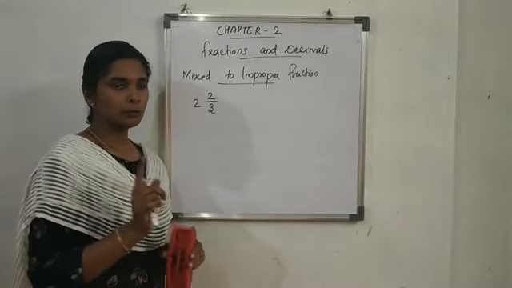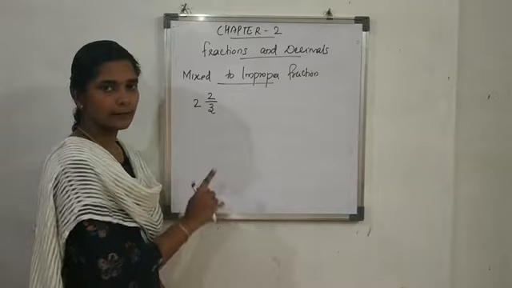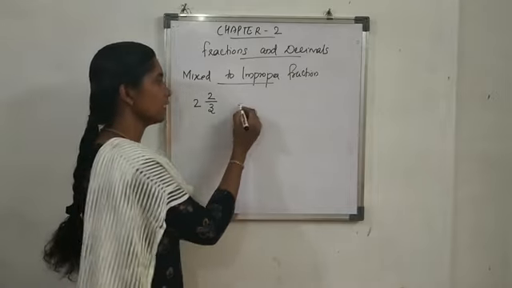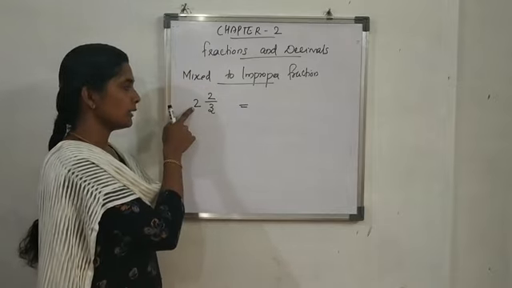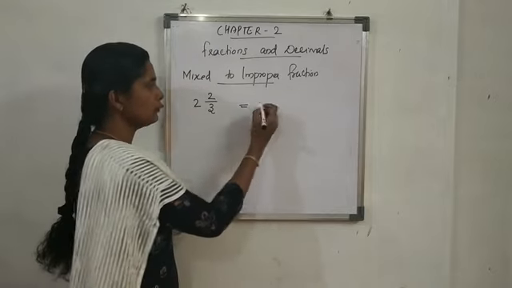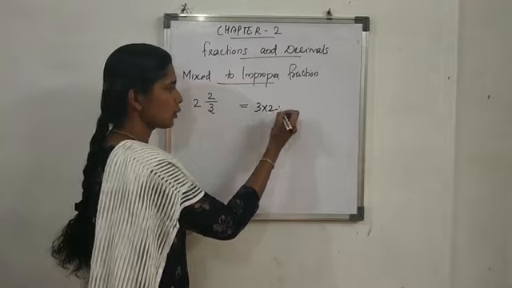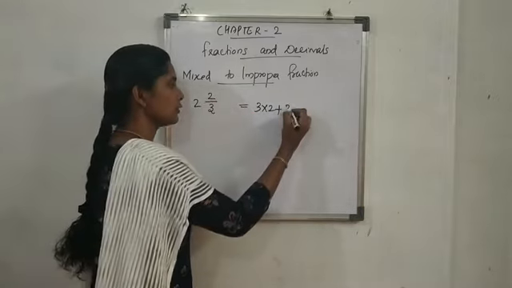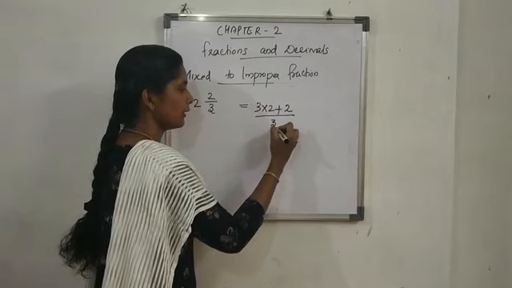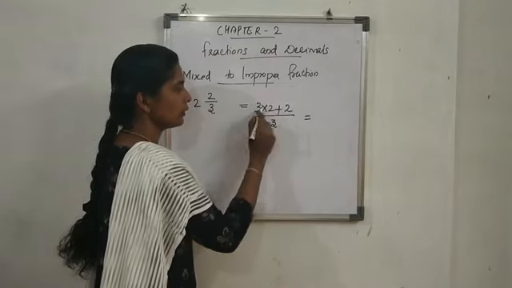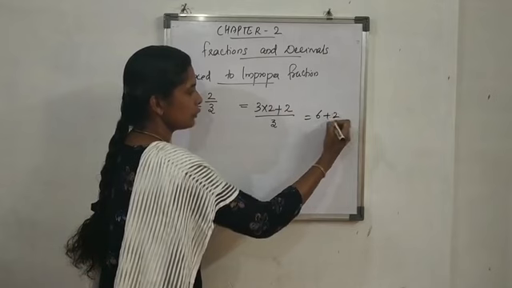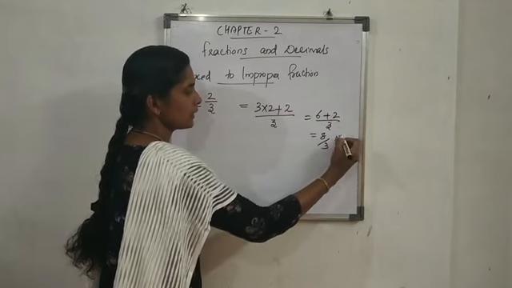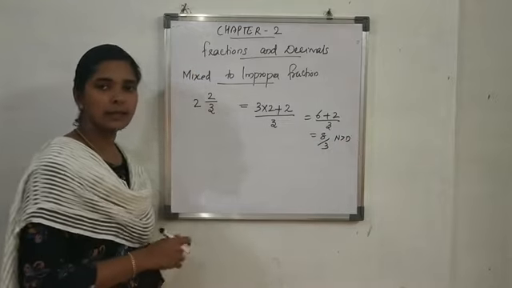Now I will show you one more example, that is 2 whole 2/3. The whole part is 2 and the fraction is 2/3. How will you convert that one? First the denominator into the whole part, 3 into 2, then plus, always this is addition, the numerator 2, divided by the denominator 3. That is 3 into 2 is 6, plus 2, upon 3, equal to 8 upon 3. The numerator is greater than the denominator, therefore it is improper.